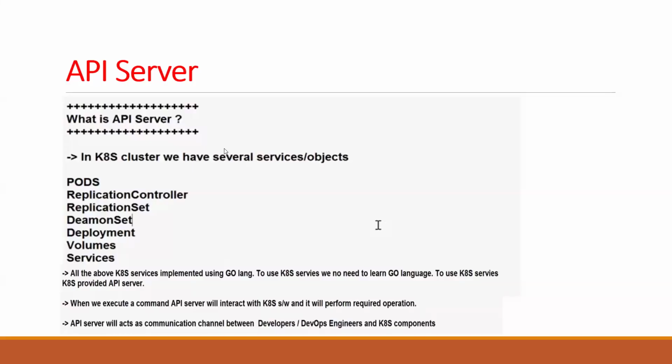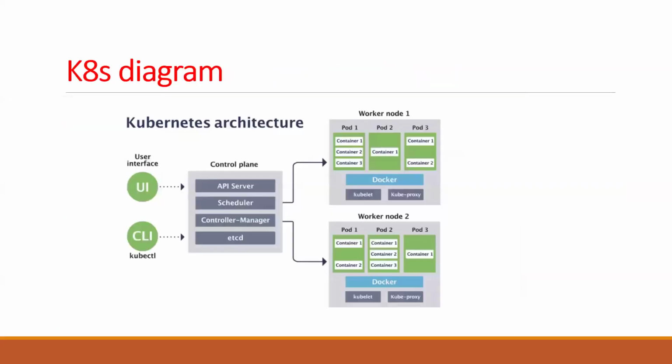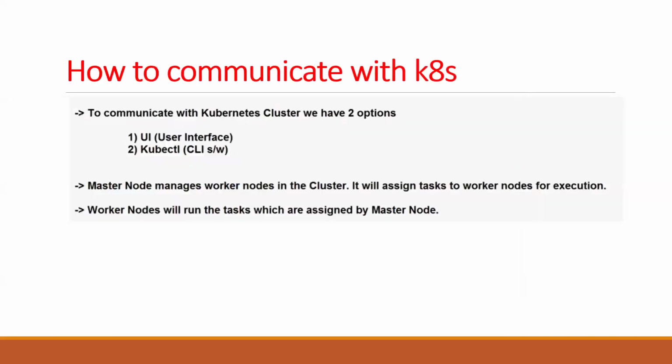You guys understood, right? So what is the architecture? API server: what is the use of the API server? What is the scheduler? What is the controller? What is etcd? What is Kubernetes doing? What is kube-proxy doing? What is a Docker container? What is a pod? What is a container? So we'll discuss.